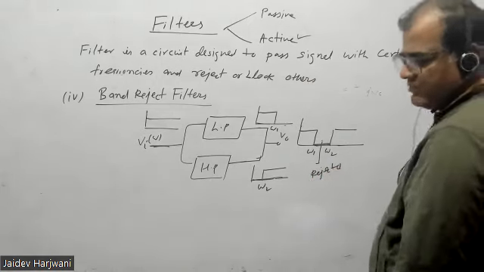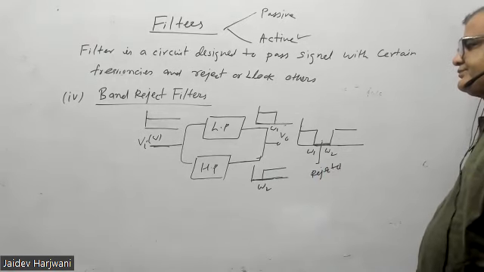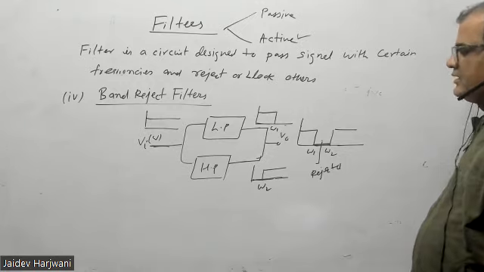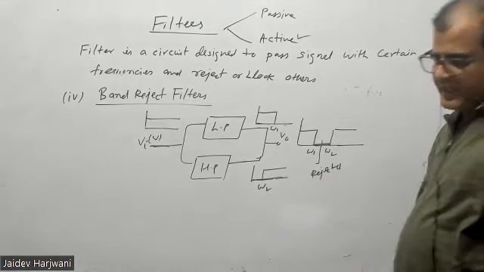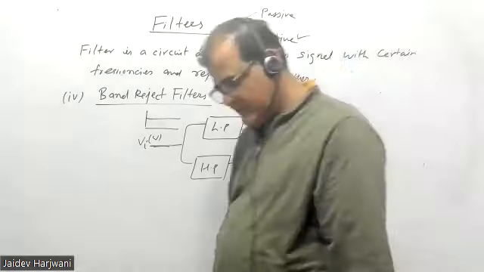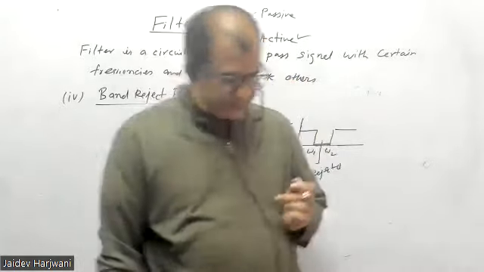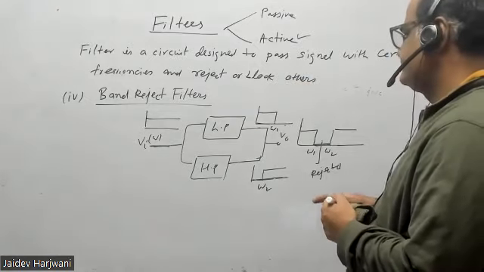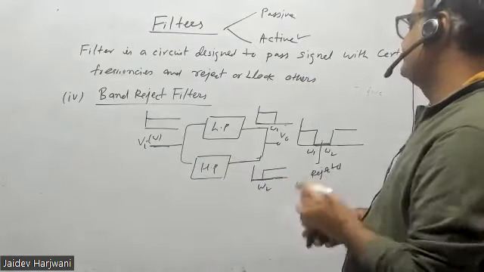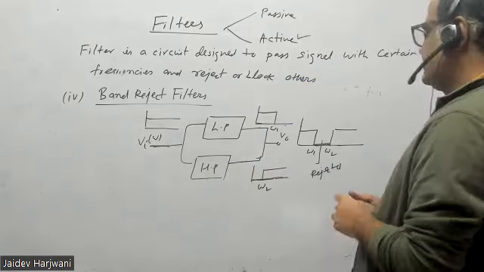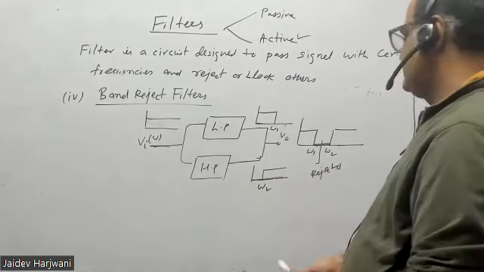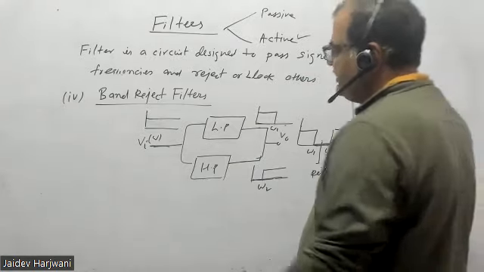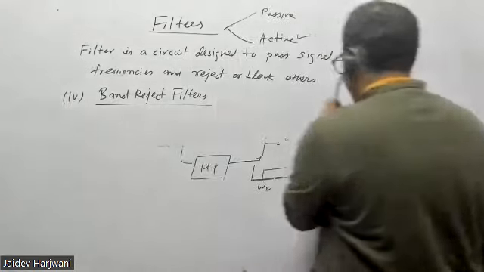This is a general band pass filter. In a similar way, you can also make a high pass filter, that we'll see later. So this is your band reject filter.